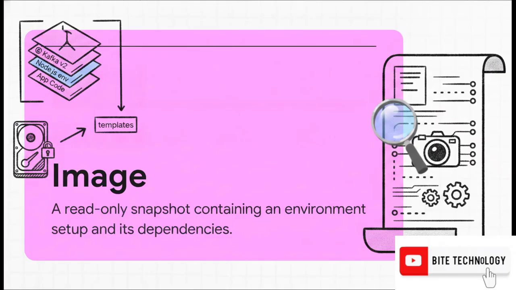First up, we have the image. An image is, quite simply, a read-only template. You can really just think of it as a raw, static blueprint, or a recipe sitting safely on your hard drive. It defines exactly what your app needs, say Kafka version 2 or a highly specific Node environment, but it isn't actually doing anything yet. It's just a snapshot of an environment frozen in time.